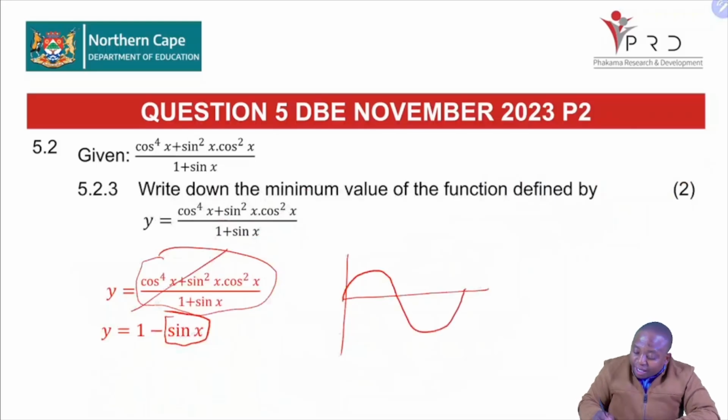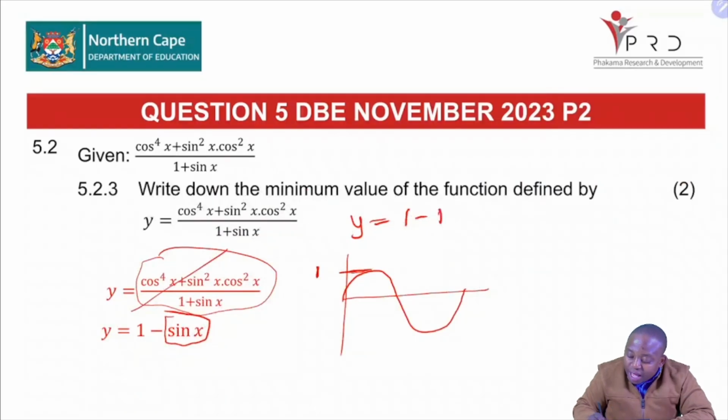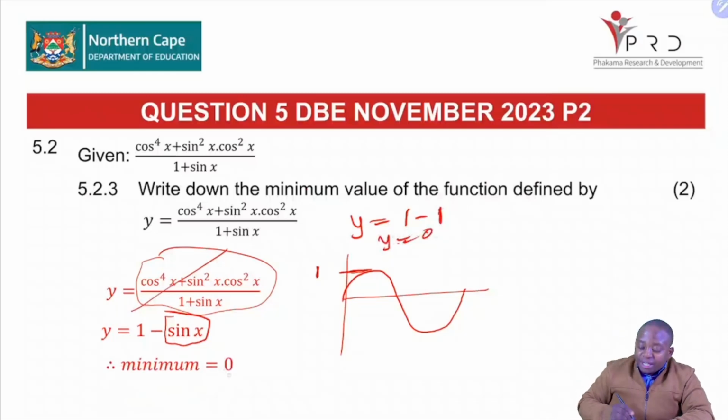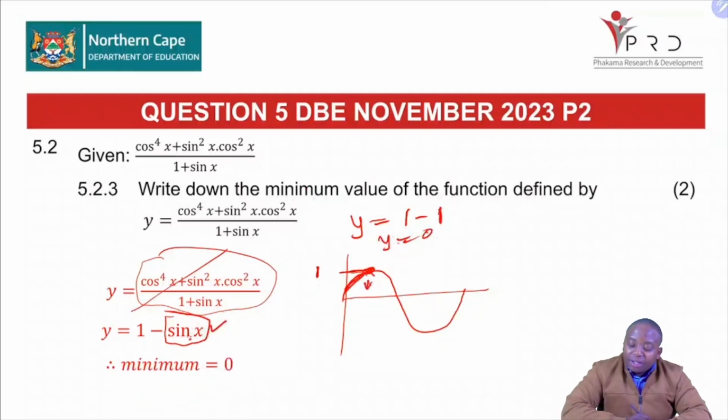When I look at my sine graph, the maximum value, the biggest value I can get, is when the sine graph is at 1. In simple terms, I can have y equal to 1 minus sine x. In the space of sine x, I substitute in 1. Then y will become 0. So it's going to be minimum at y equal to 0 in this case. So therefore, our minimum is at 0. Why? Because I need to get my function of sine to be at the biggest value right there. That is my minimum value.